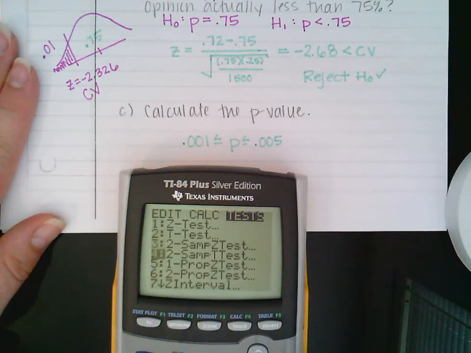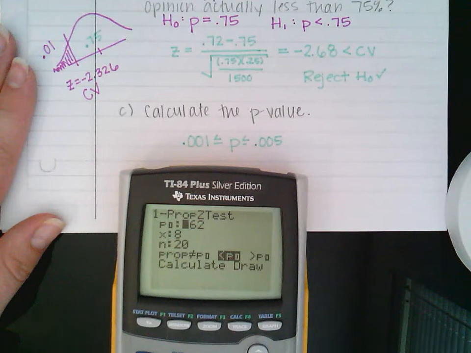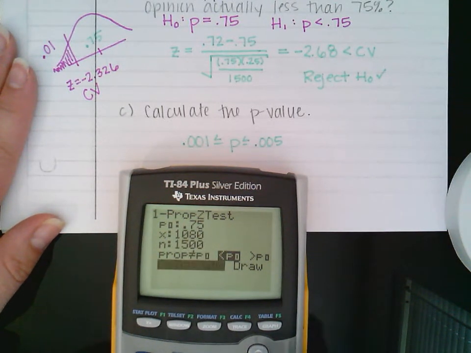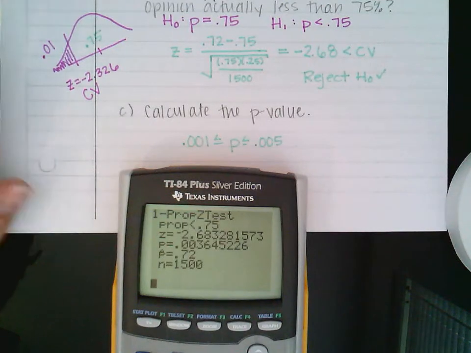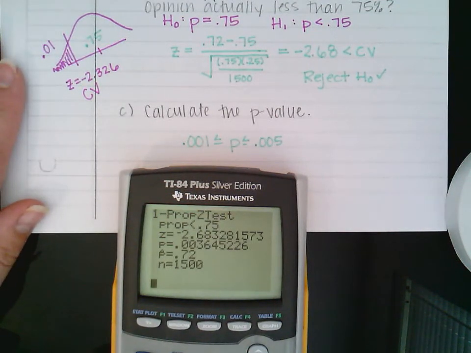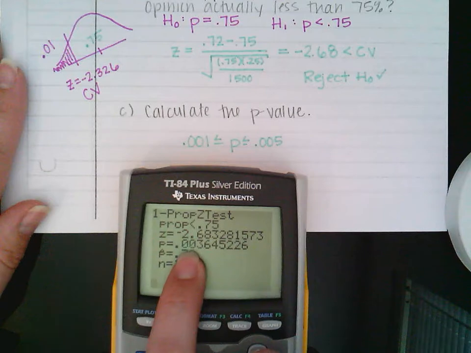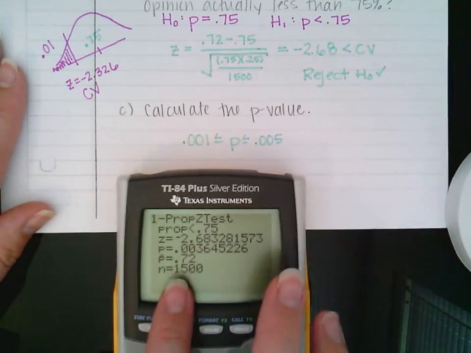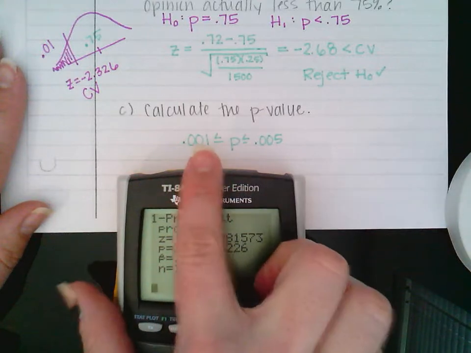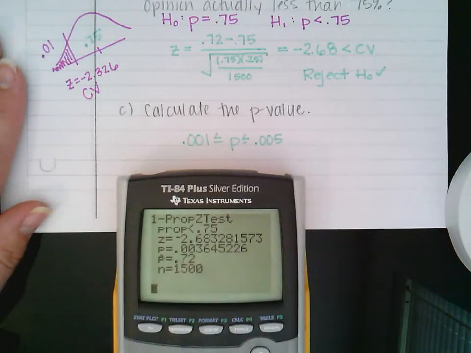Now, I could do this in the calculator as well and find the exact p-value. So if you go to tests, and it's the one proportion Z test that we're running here. 0.75 is my center. 1080 is my X out of 1,500 adults. We're running a less than test, and you can just press calculate or draw either one. And you can see 0.0036 for my p-value is between 0.001 and 0.005. That makes sense.